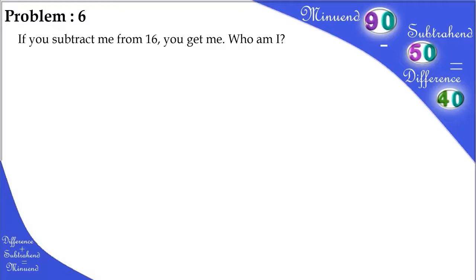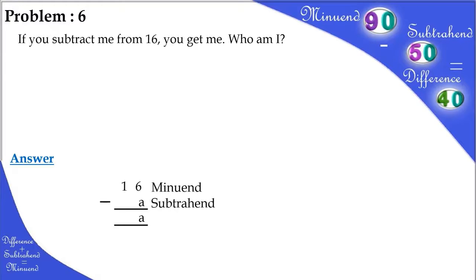Problem number 6. If you subtract me from 16, you get me. Who am I? Answer. Since they have said if you subtract me from 16, you get me, both the numbers are the same. So we will assume both the numbers as A. 16 minus A is equal to A. Here 16 is the minuend, this A is the subtrahend, and the answer A is the difference.